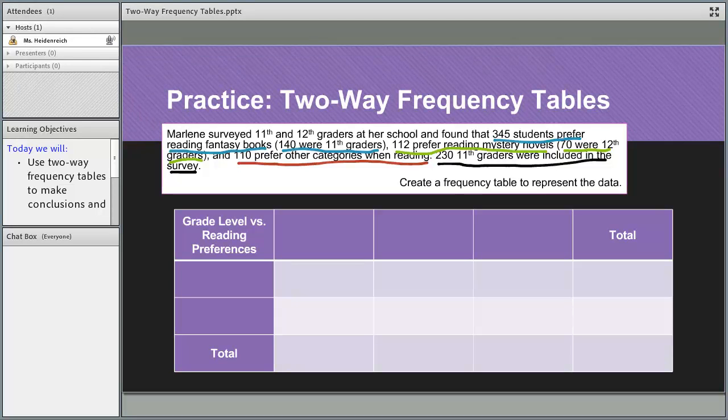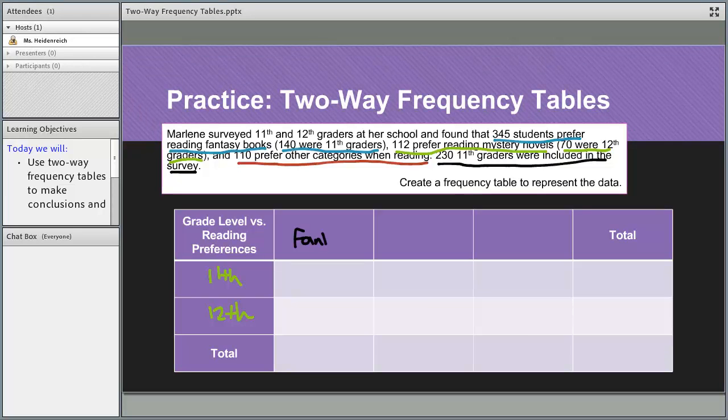And we need to think first about what variables are being compared. We've got a lot of information about the types of books, but we've also got some information about the grade people are in. So that is our other variable. We've got 11th graders and 12th graders. And then I'm just going to go ahead and abbreviate maybe a little bit here. We've got 3 different categories for books.